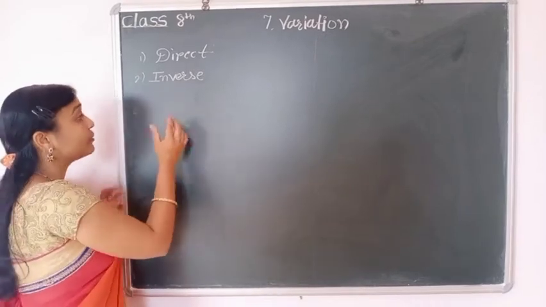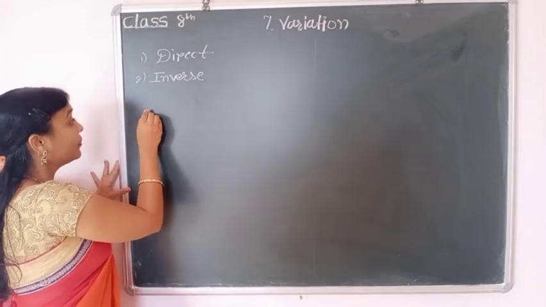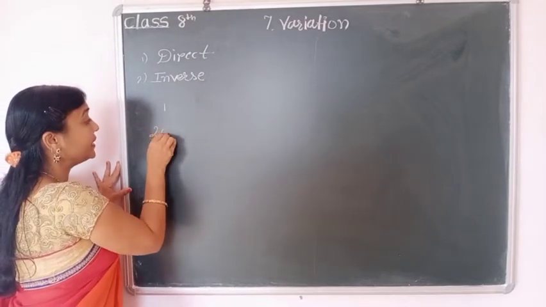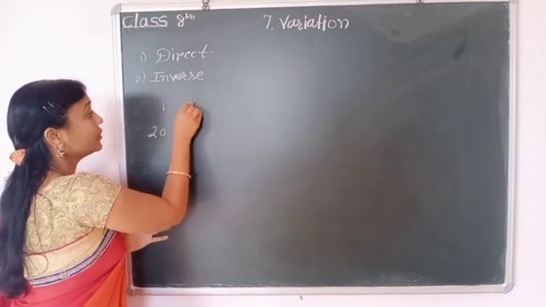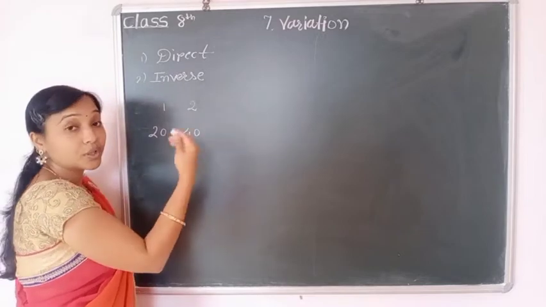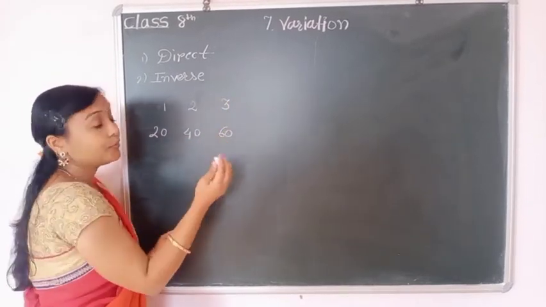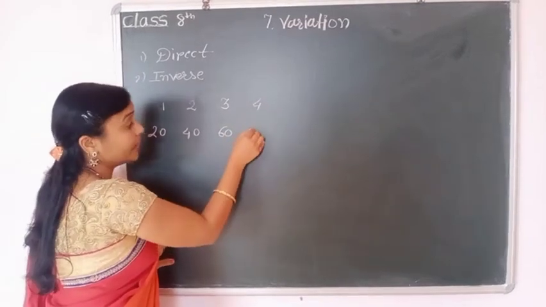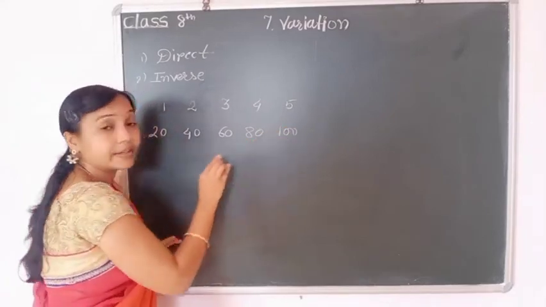So I take one example. Suppose I bought one pen of 20 rupees. Then if we bought two pens, what is the price of two pens? 40 rupees. If we bought three pens, the price is 60 rupees. If we bought four pens, then 80 rupees. And if we bought five pens, then the price is 100 rupees.